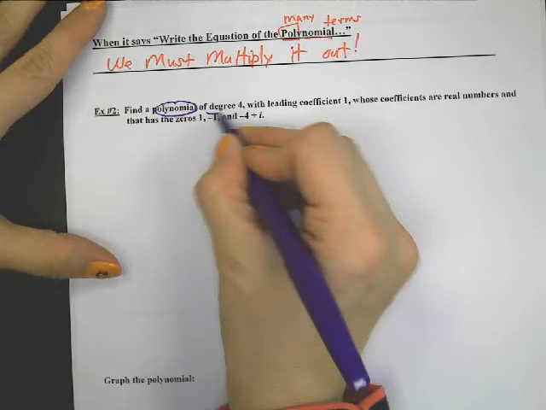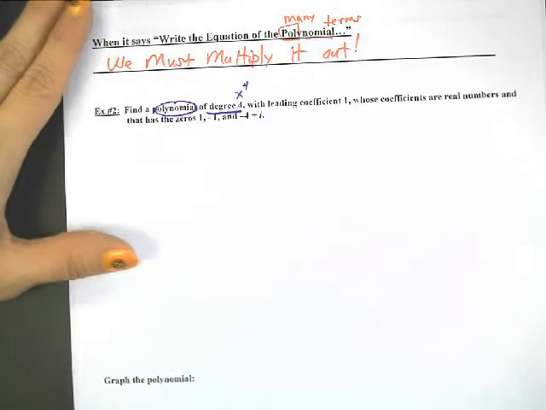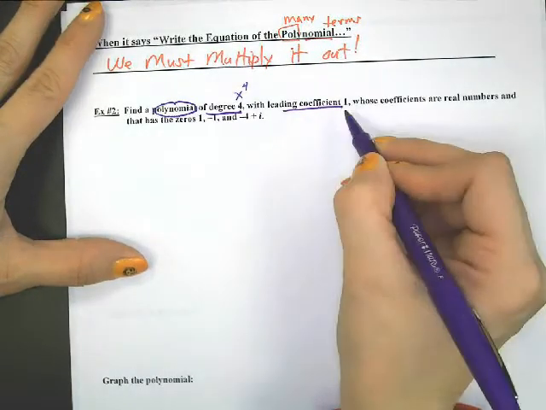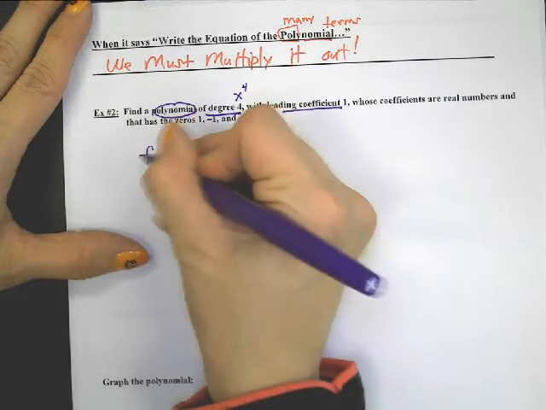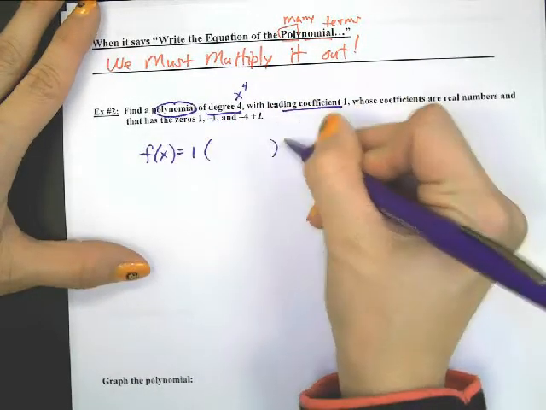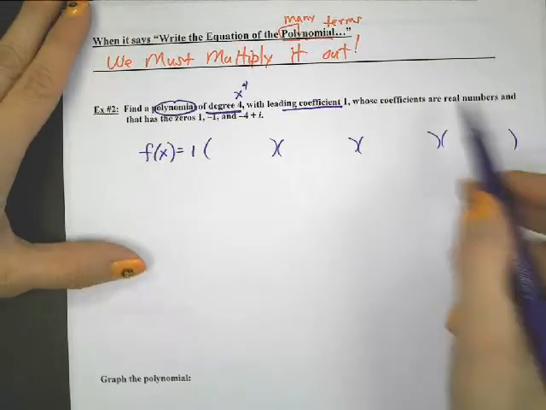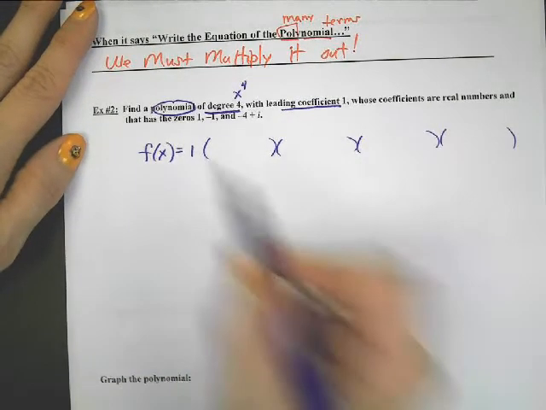It says the degree is 4. So when we're all said and done, I better have an x to the 4th. The leading coefficient is 1. Okay, so there's a lot of things I know already. f of x equals 1, and I need 4 sets of parentheses. The coefficients are real numbers.